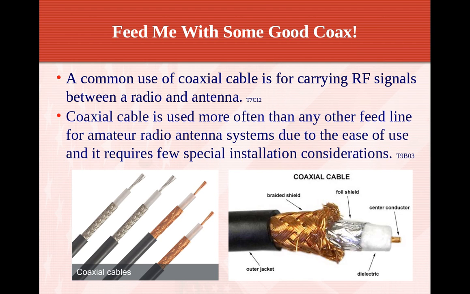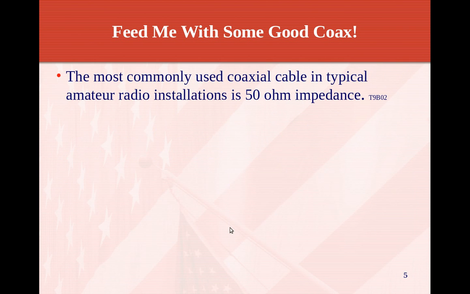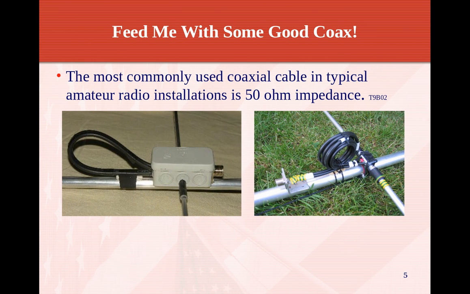And this is coax cable. So you've got the shield, which is braided, and then you have the center conductor, the center insulator and a jacket. The center insulator is called the dielectric. And there might be a foil shield in there. It depends on the coax. There are all sorts of different types of coax. The most commonly used coax in a typical amateur radio installation is 50 ohm impedance. Okay, so there's some thicker coax. This is half-inch coax. I'm not sure what type it is, but it's probably either RG8 or similar.